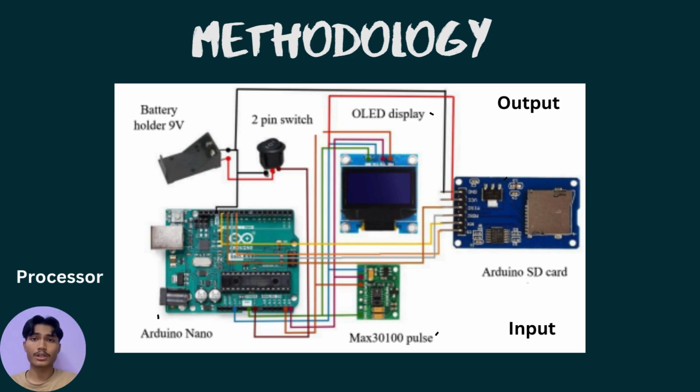For the connection details, the glucose meter uses an Arduino Nano as the main controller. Then we have a Max 30100 sensor to measure pulse and SpO2. We have an OLED display to show real-time results, and data is logged into an SD card module for tracking. The system is powered by a 9-volt battery with a 2-pin switch for easy operation. Key connections include I2C pins, which are SCL and SDA, for the sensor and OLED, and SPI pins for the SD card.